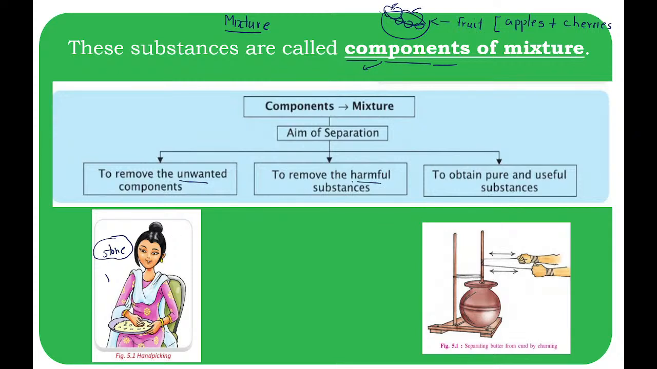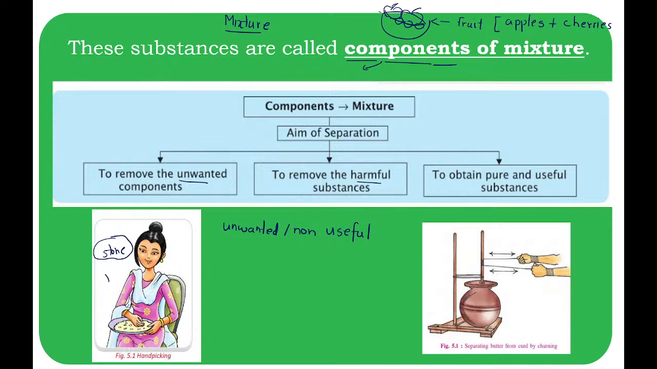right? Suppose we consume the stone by mistake, it will enter our digestive system and hamper it, so it is not good for our health. Therefore we separate them. Okay, so we separate the unwanted or non-useful component, which is not used, from the useful one.